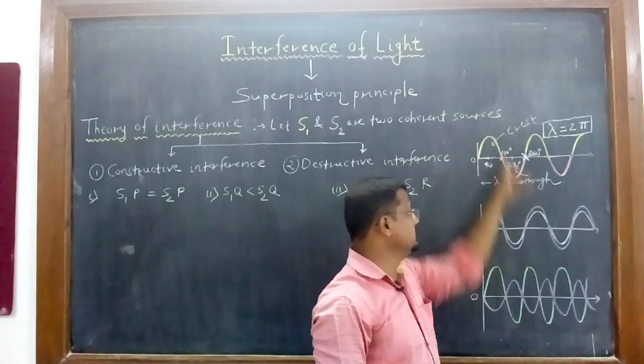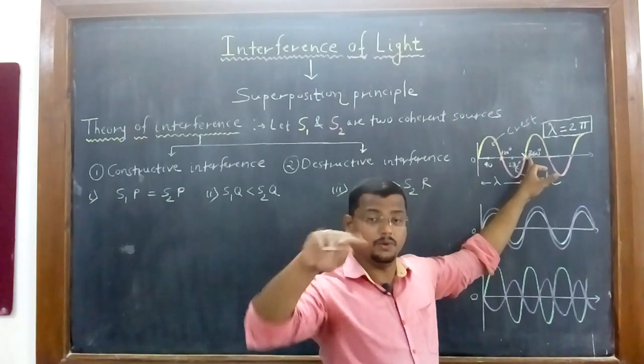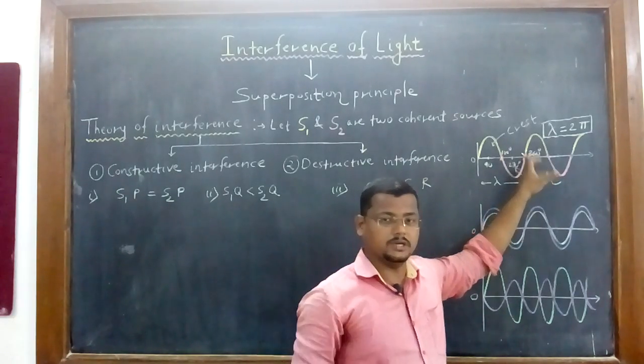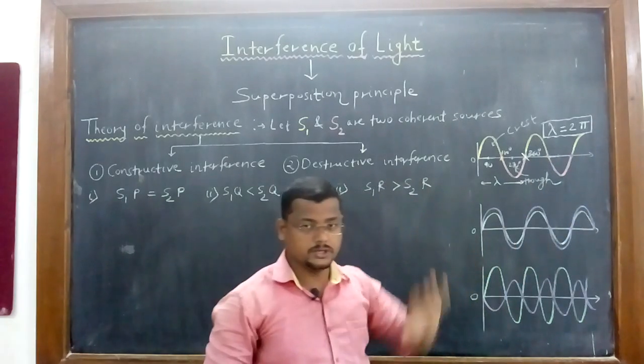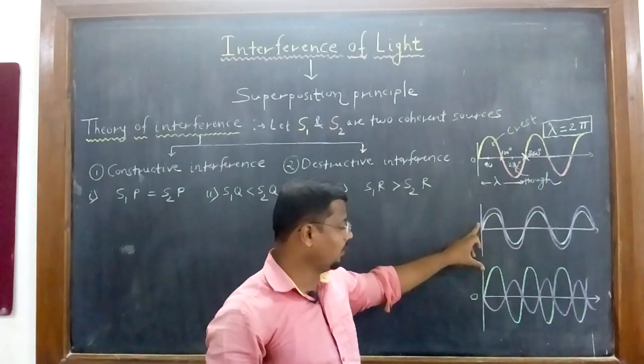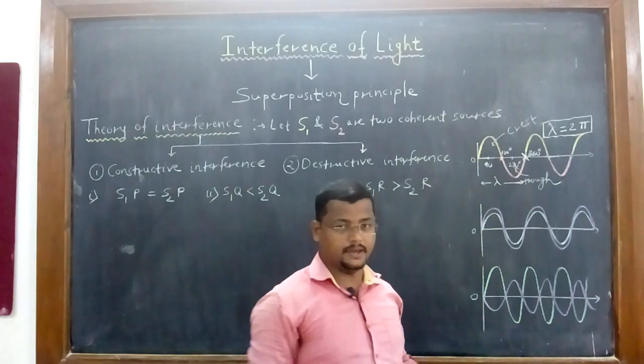So one wave is finished means what is the length covered by the wave? Wavelength lambda, and what is the angle described by the wave? It is equal to 2 pi. So lambda is equal to 2 pi, this relation we have to study here. Now I have drawn the two diagrams here. So you can see there are clearly two waves we have.